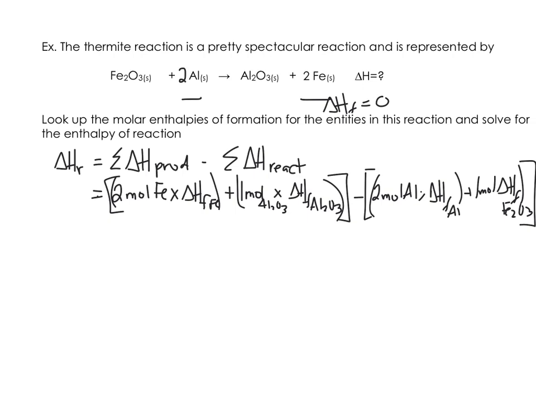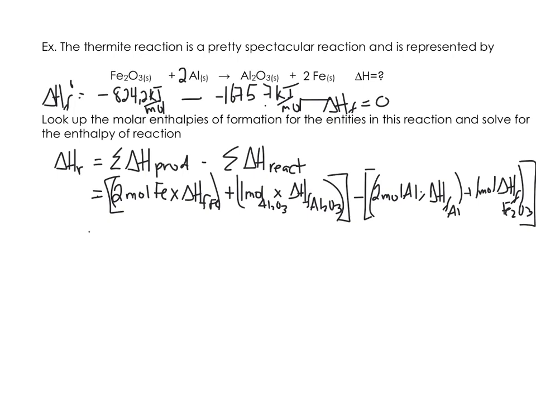For aluminum oxide, it is negative 1675.7 kilojoules per mole, and the molar enthalpy of iron 3 oxide is minus 824.2 kilojoules per mole.